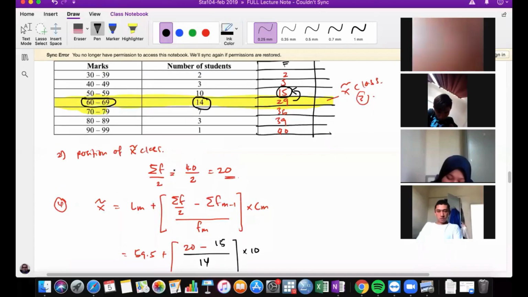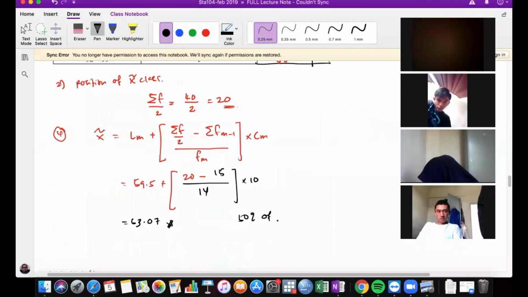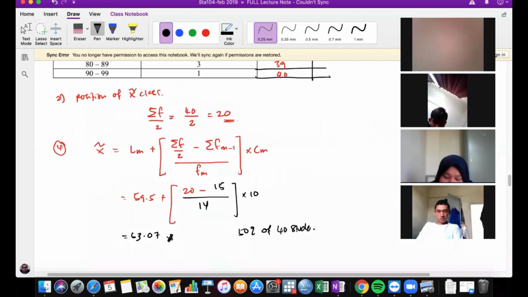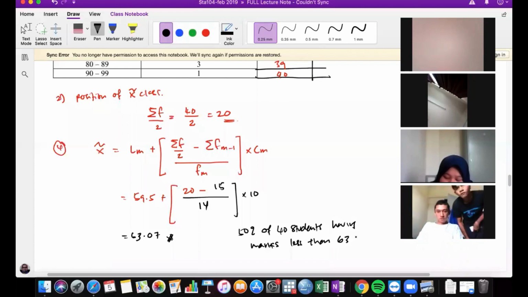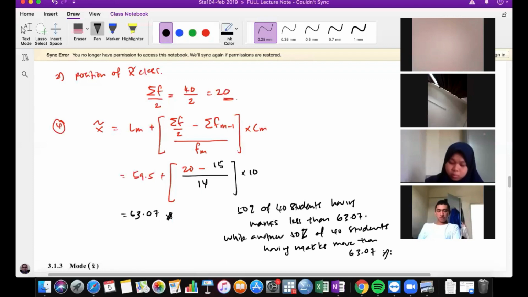So how to interpret? 50% of the 40 students have marks less than the median value, 63.07, while another 50% of the 40 students have marks more than 63.07. Very simple.